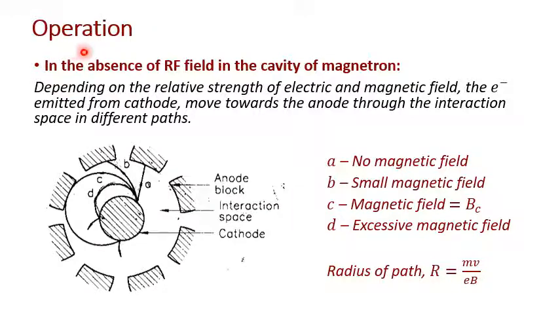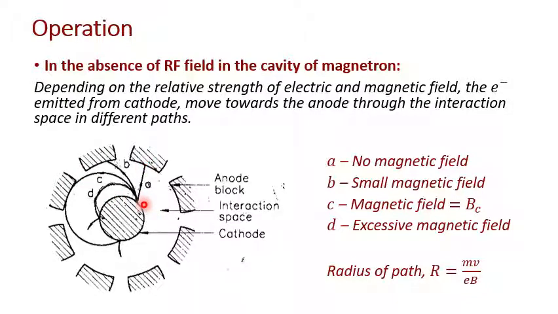Now we will look at the principle of operation of the cylindrical magnetron. We will first analyze how the electrons behave in the absence of an RF field in the cavity of the magnetron. Depending upon the relative strength of the electric and magnetic fields, the electrons which are emitted from the cathode will move towards the anode through the interaction space following different paths.